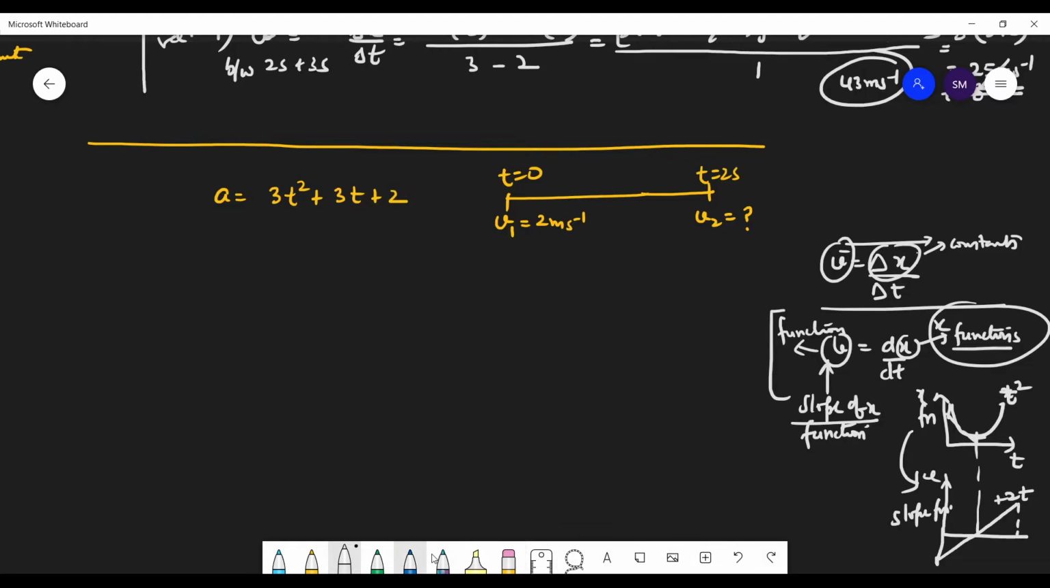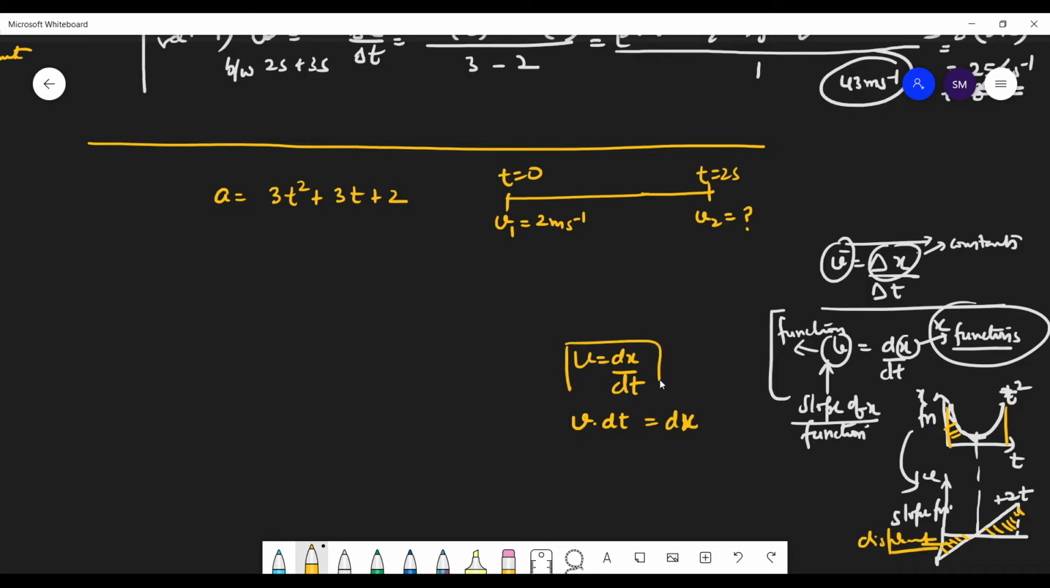So this area, this total area will tell me the... see, v is equal to dx by dt. So the area under this graph will actually tell you the displacement, isn't it? Yes.